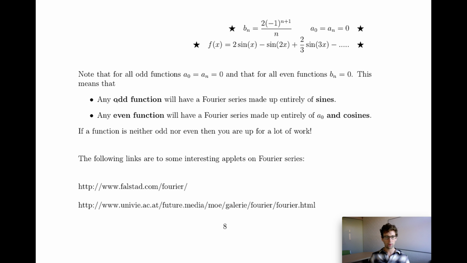So just to sum that up, for any odd function, the Fourier series will be made up only of sines. We call that the Fourier sine series. And for any even function, we'll have a Fourier series that's made up entirely of a0 and cosines. So we call that the Fourier cosine series.